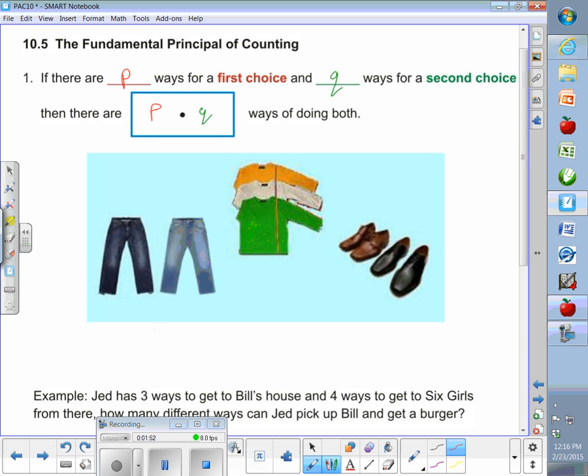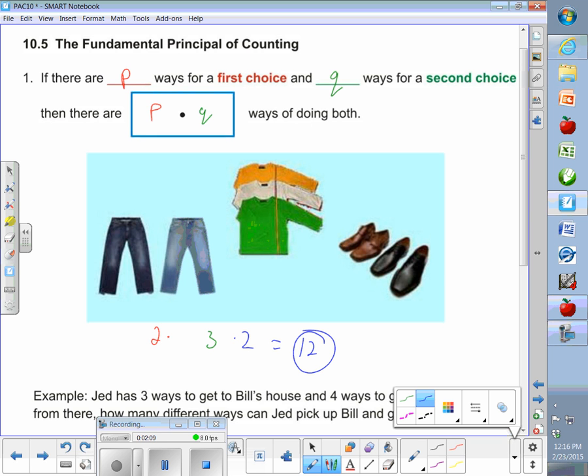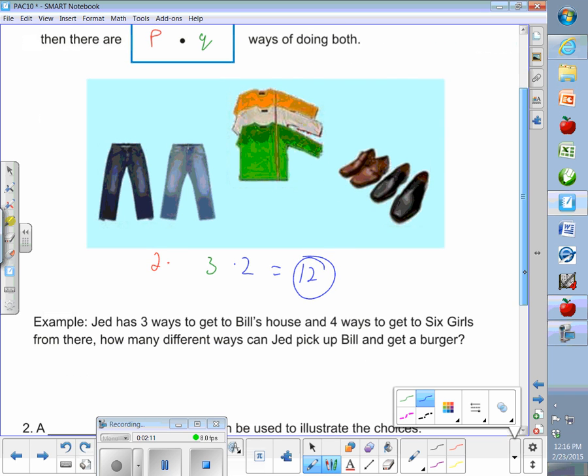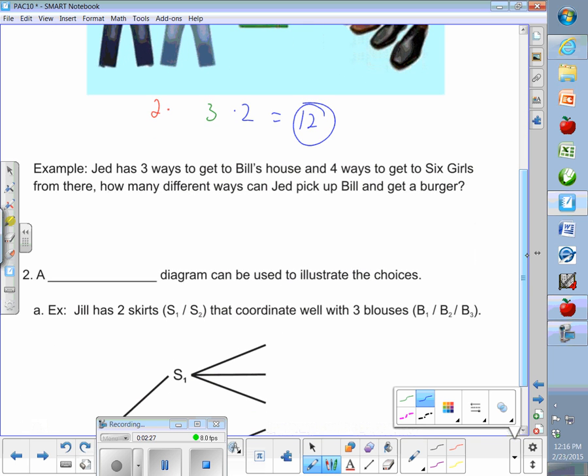All right, so doing this would be real simplistic. You got 2 pairs of pants. You got 3 shirts. And you got 2 different pairs of shoes. So how many different ways could you wear these items? Well, the answer is 12. So if you were a girl, you'd have 12 different outfits. If you're a guy, you have 12 different ways you can wear your items. It's that simple. Fundamental principle of counting. Very, very easy. It's just multiplication.